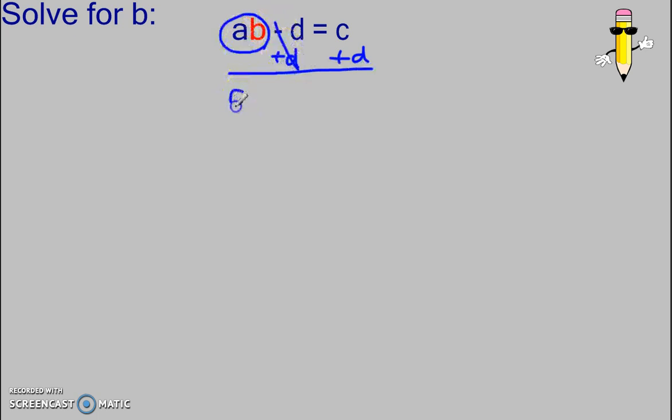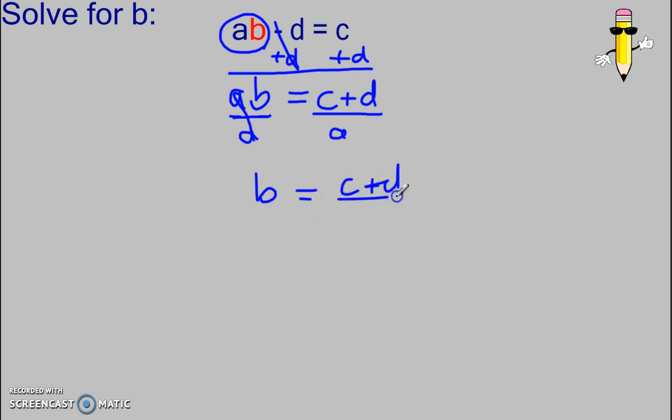This cancels out. Now I have ab is equal to c plus d. And then if I'm solving for b, I divide by a. If I was solving for a, I'd have to divide by b here. Okay, divide by a. This cancels out. b is equal to (c plus d) over a.